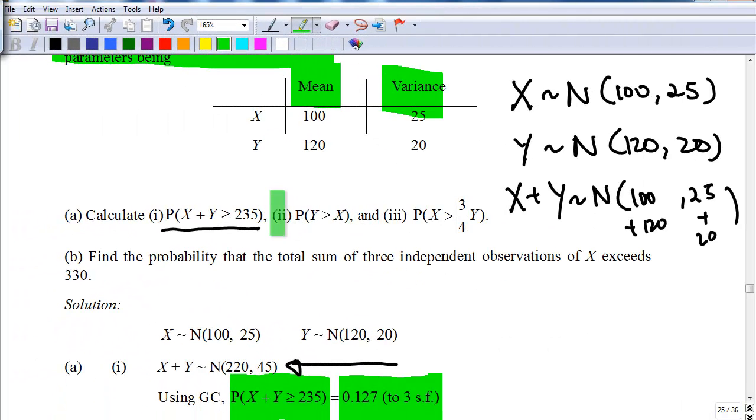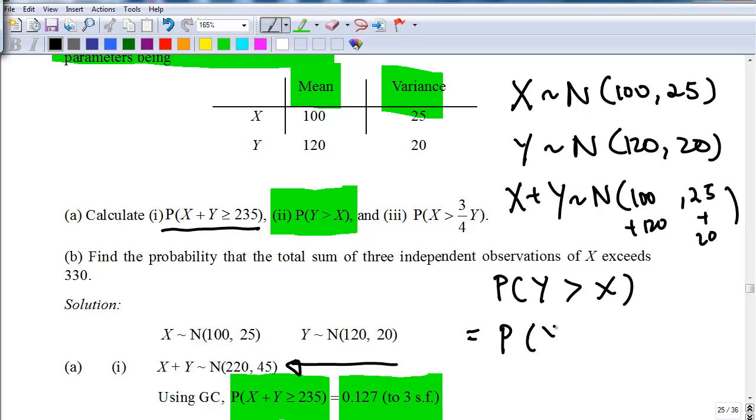Now in part B, they want you to find probability Y bigger than X. So what do I do? If I look at this, Y bigger than X, let's move all the unknowns, or rather the variables, to the left and keep all the constants to the right. Meaning, I can rewrite this as Y minus X bigger than 0. And if you do this, then now what I need to do is to find the distribution for Y minus X. And we all know how to do this.